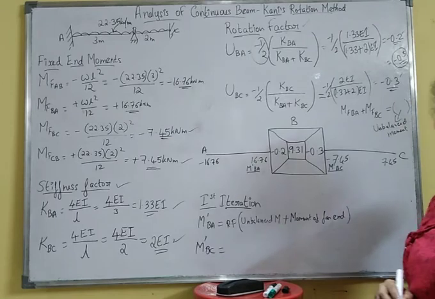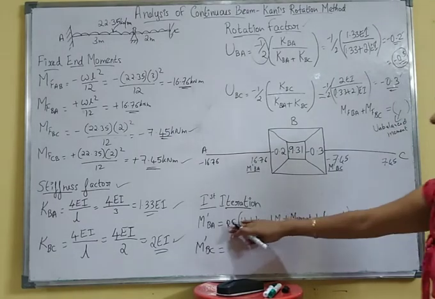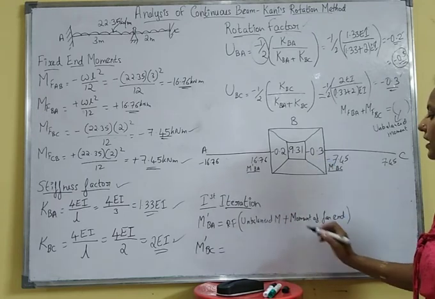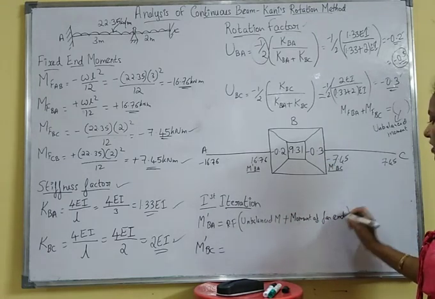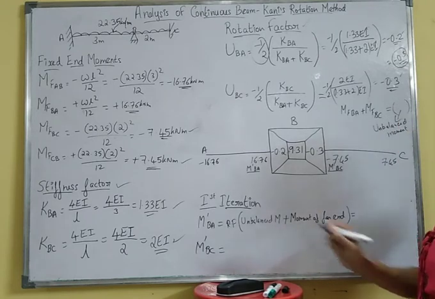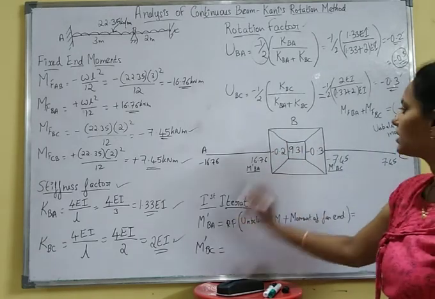Okay, so much you have to consider. This is a general formula, that is rotation factor into unbalanced moment plus moment of far end for that joint. Okay, I'll just consider, that is rotation factor. Well, first I'll consider MBA.